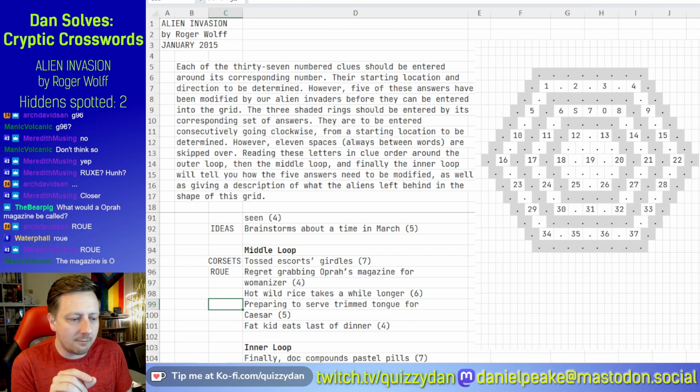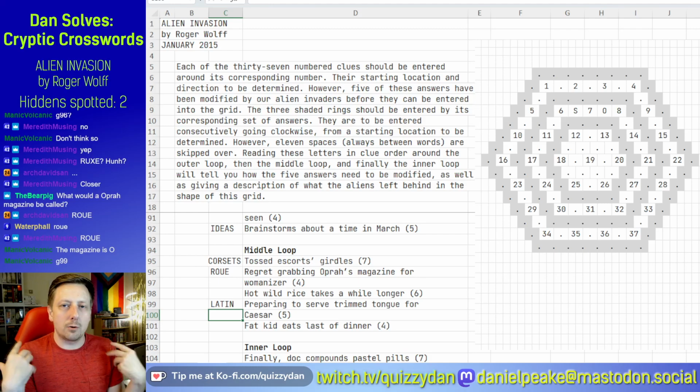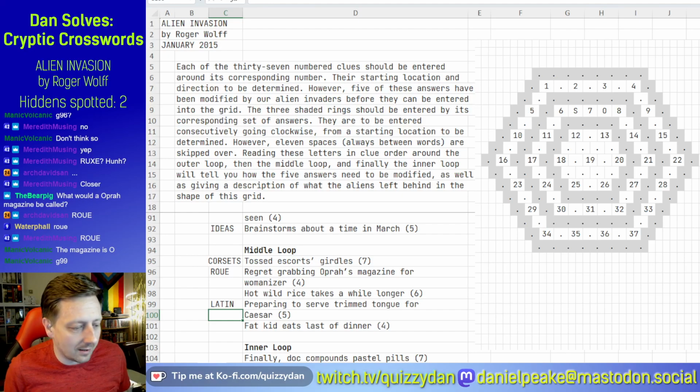look at 99. Preparing to serve trimmed tongue for Caesar. Okay, Latin. And it is plating, but trimmed. So if you're preparing to serve something, you're plating it up. That's only a word that's come into the UK vernacular because of MasterChef. Plate it. Trimmed, take off the first and last letter, and we get Latin, which is the tongue for Caesar.